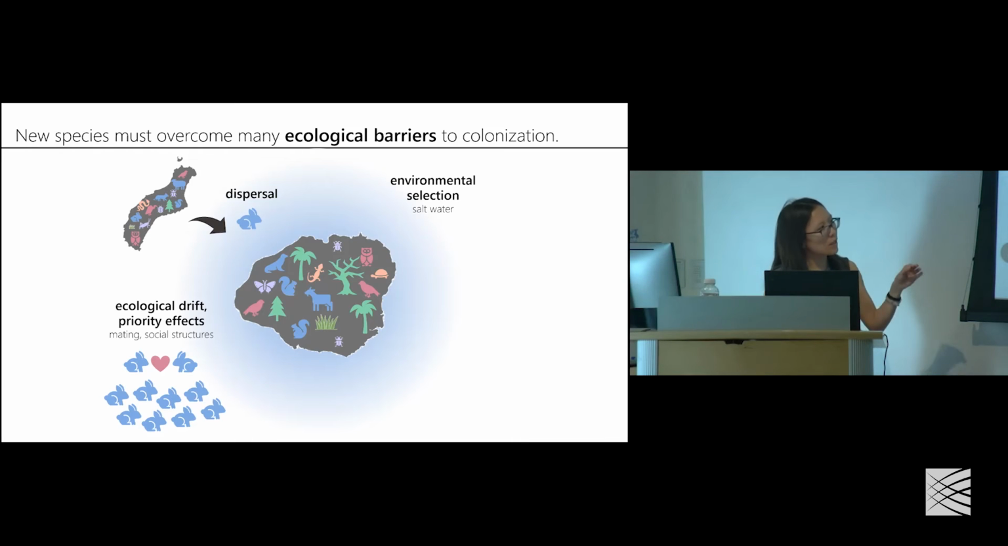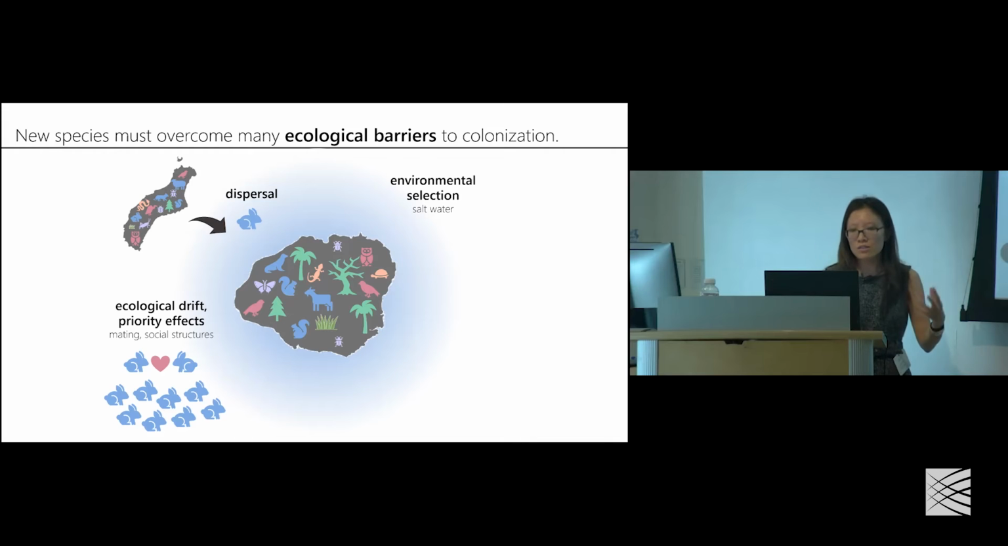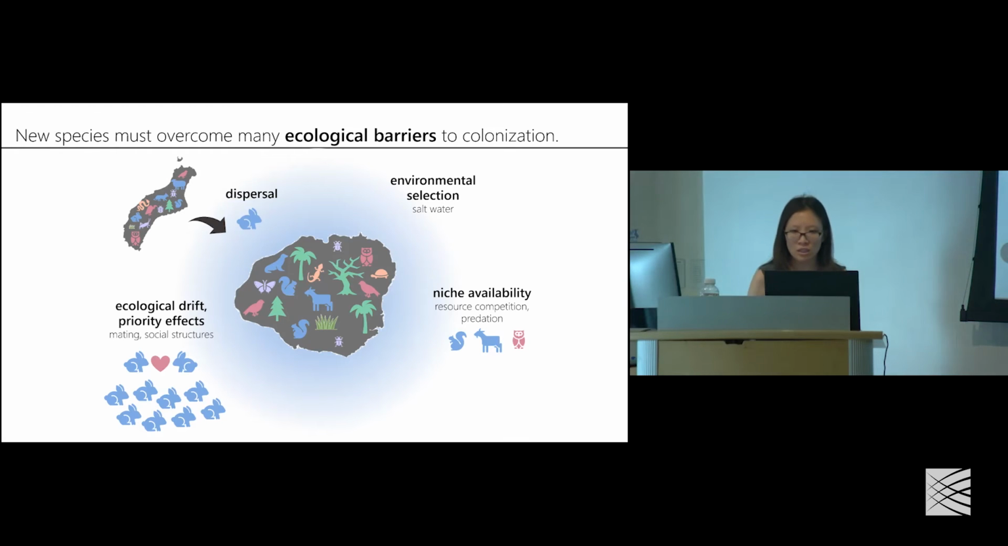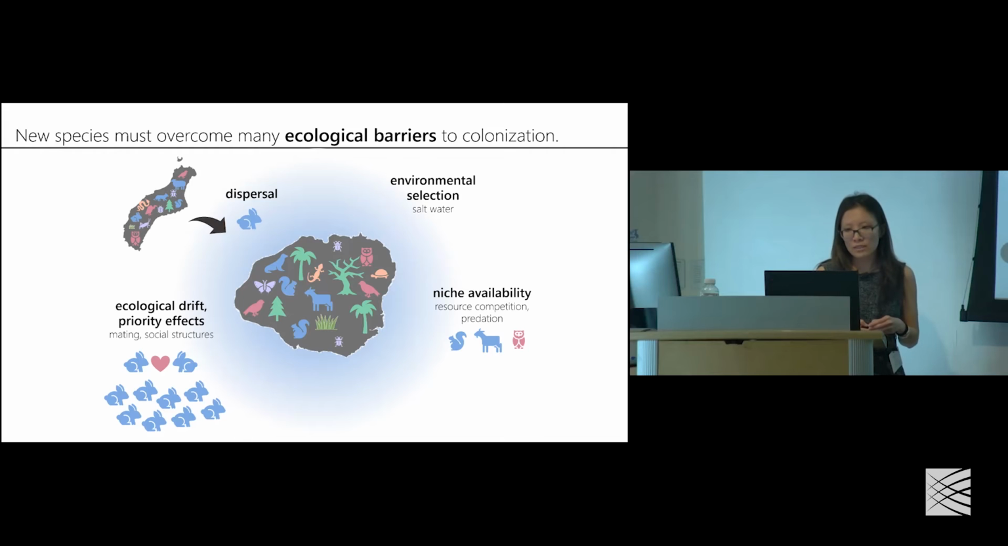Now, even if a new species manages to overcome all of these barriers and establish viable populations, it still faces questions of its long-term survival within this new ecosystem. Overall, its long-term survival is probably going to be shaped a lot by its ability to compete for resources against other resident species and its ability to escape predation. And so this concept of niche availability can really shape whether or not a new species persists long-term in these new environments.